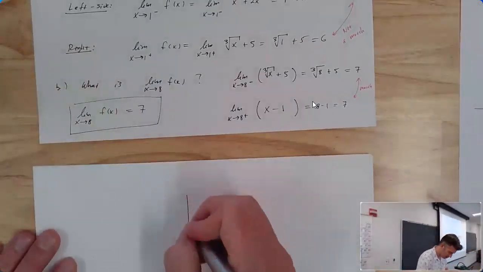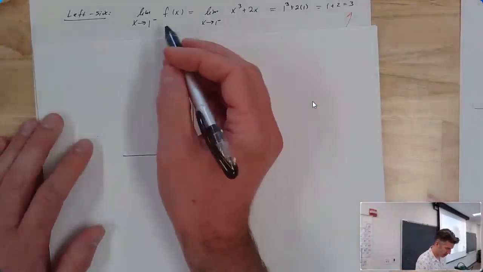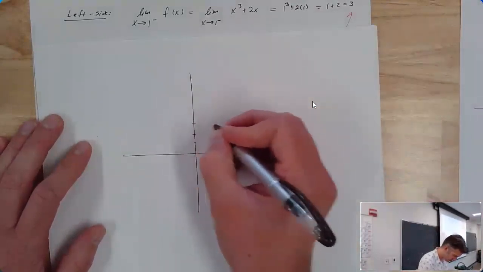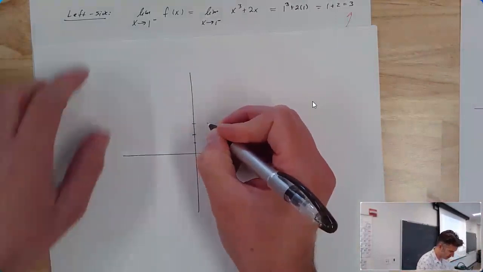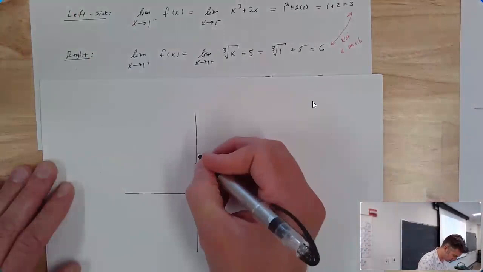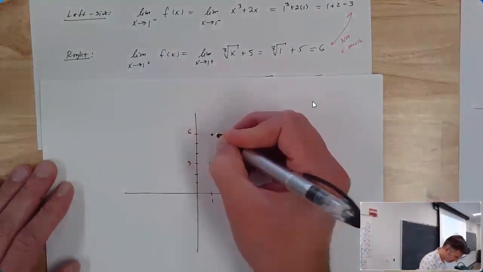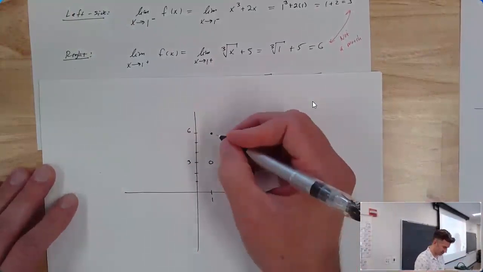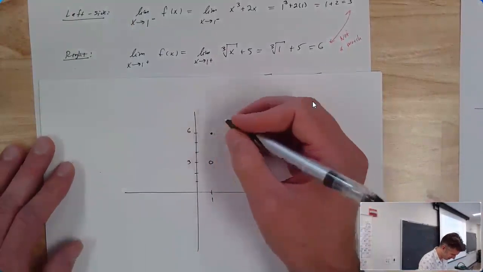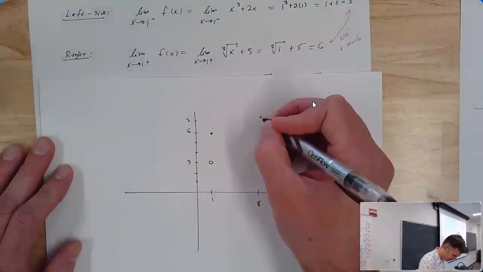I don't know exactly what this function looks like, but I can tell you the following. If I were to graph it, as I approach 1 from the left, it's getting closer and closer to 3, and it's not defined there. And approaching 1 from the right, it's getting closer and closer to 6. And then 8 is over here. My graph's going to look silly, but don't worry about it. It's going to look something like this.